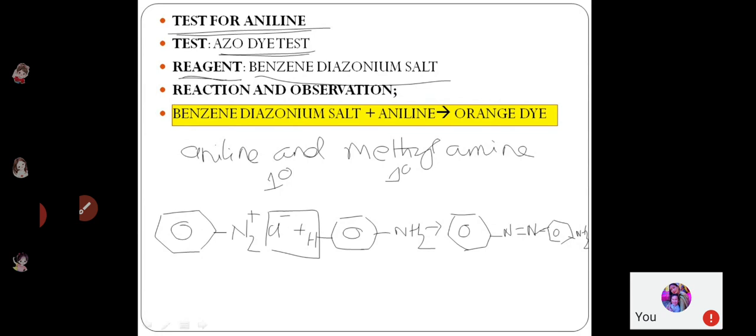The name of this compound is para amino azo benzene. Because of the formation of this, you will get a yellow dye. Phenol will give an orange dye, and aniline will give this yellow dye. If you are asked to differentiate between aniline and phenol, you can do the coupling test because the two will give different colors.